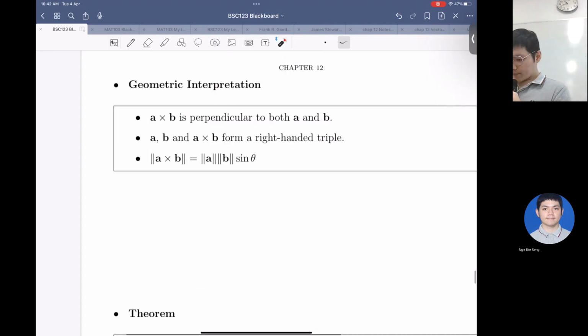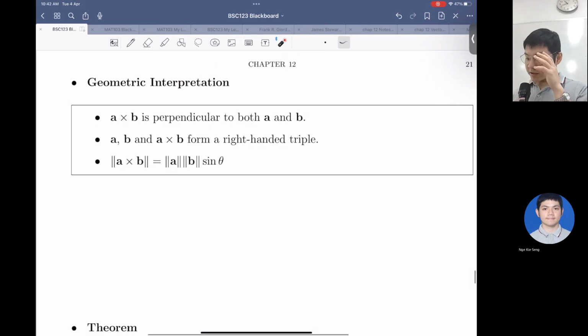So next, what's the interpretation for cross product? A cross B is perpendicular to both A and B because of the right hand grip rule. And then right-handed triple, okay, this is the right hand grip rule. So A, B, and the vector A cross B form a right-handed triple. Right-handed triple means they form a 3-dimensional orientation. Yeah, 3-dimension.